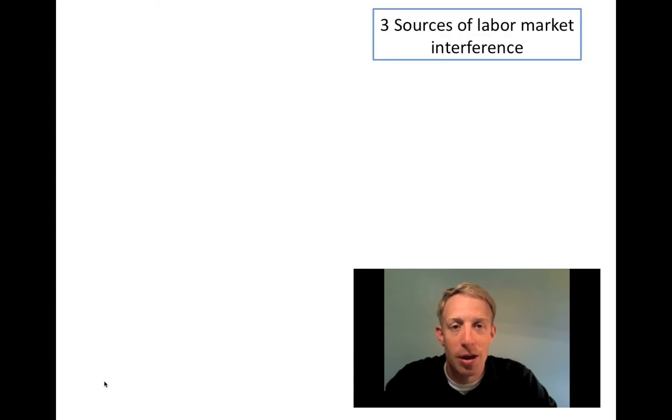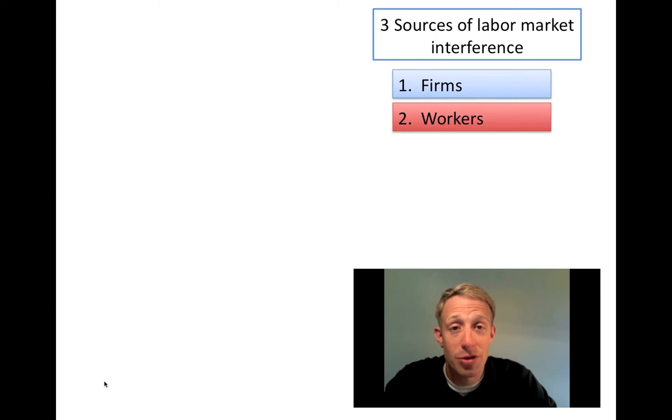In labor markets, there are a number of different sources for interference, preventing the labor demand and the labor supply from intersecting as they do in a normal market to set a market price. In fact, there are three different things that can interfere with the labor market. Those three sources of interference come from the three parties that are involved in the labor market itself: the firms who are seeking to hire labor, the workers who want the jobs, and government who can step in and interfere with the market.